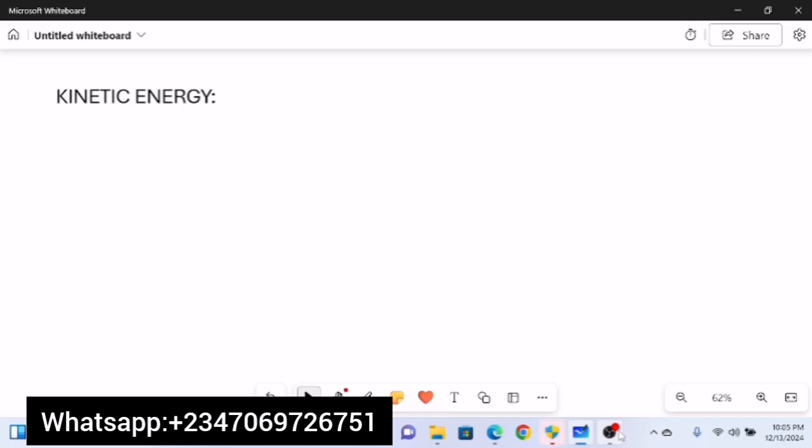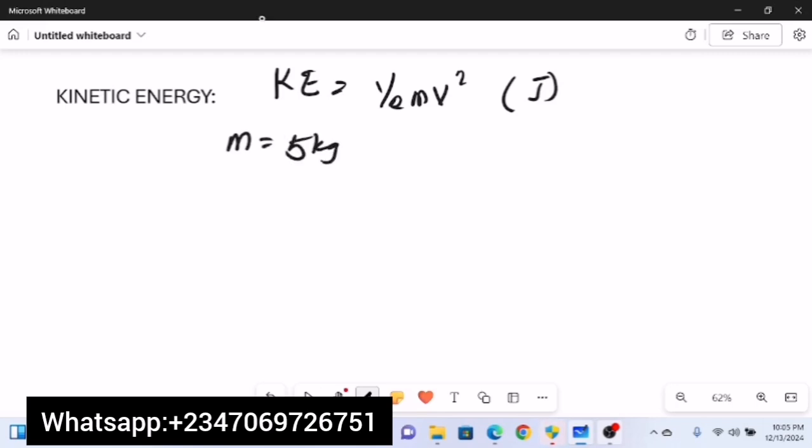Alright, now mathematically, kinetic energy can simply be given as kinetic energy equals 1 over 2 mass times velocity all squared. So this is the formula for kinetic energy, and the unit is also joules. So kinetic energy depends on the mass of the object as well as the velocity of the object. So let's say an object has a mass of 5 kg and this object is moving with a velocity of 10 meters per second.